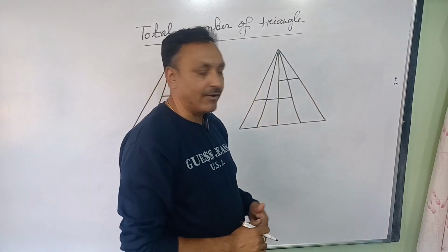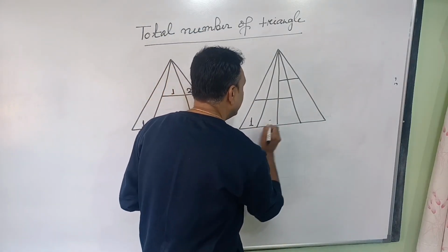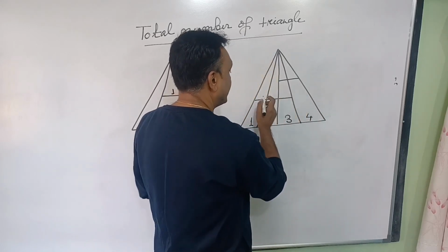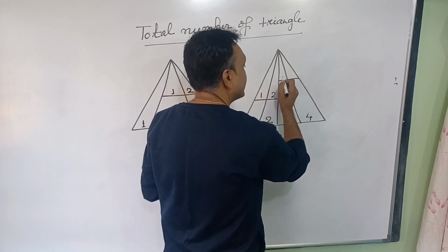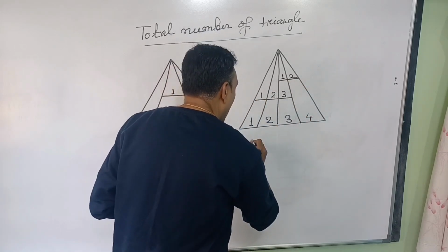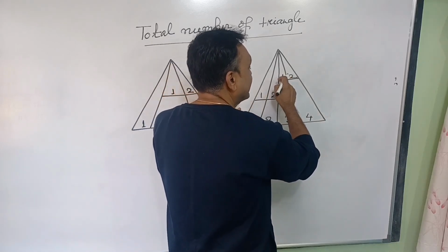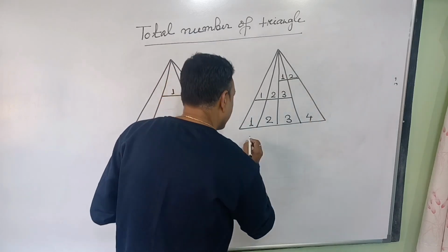Now let's take the second figure. Similarly, base-wise you have 1, 2, 3, 4. Here is also one base, 1, 2, 3. Another base is there. Similarly, you have to mark it 1, 2. Now these are the numbers you have to add up, and then you get the total. So this is the trick.